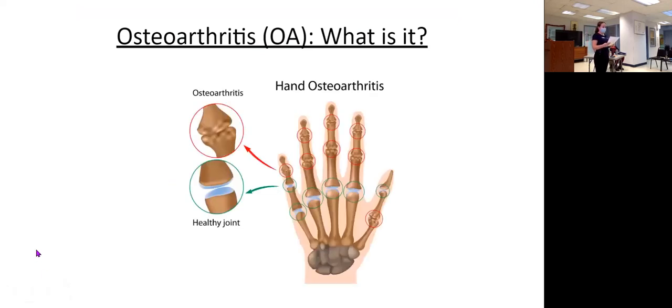In the joints, we have cartilage that sits between the bones, and it cushions and it lubricates those joints. And osteoarthritis is the wear and tear arthritis. It's a chronic condition in which the cartilage wears away over time. And as it does, the bones rub against each other, causing irritation, pain, inflammation, stiffness, and reduced range of motion. While OA, osteoarthritis, can affect any joint, it does affect the hands a lot.